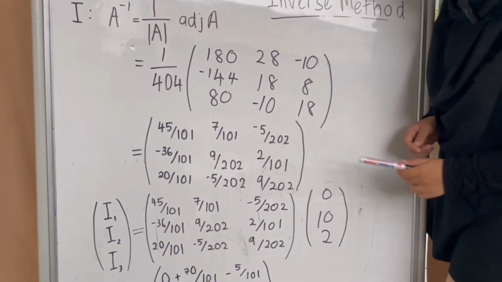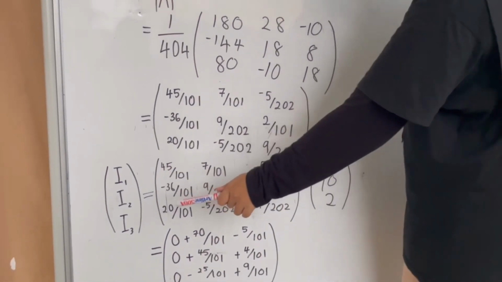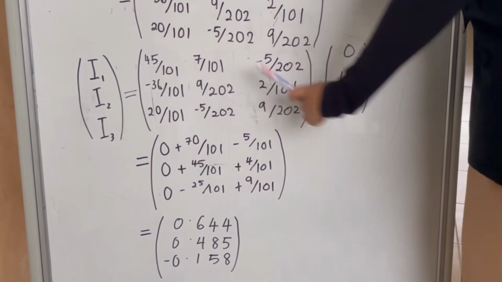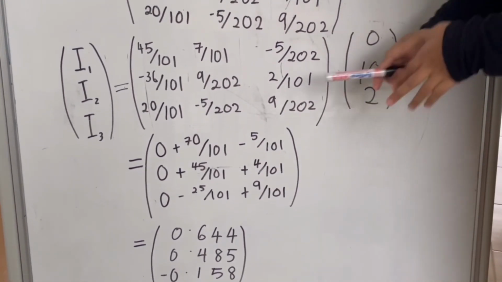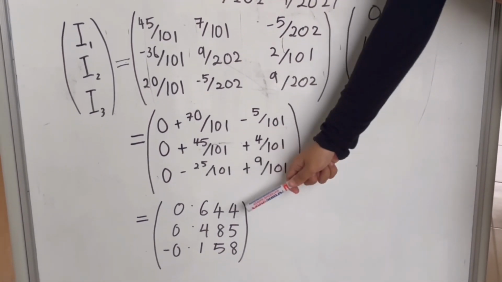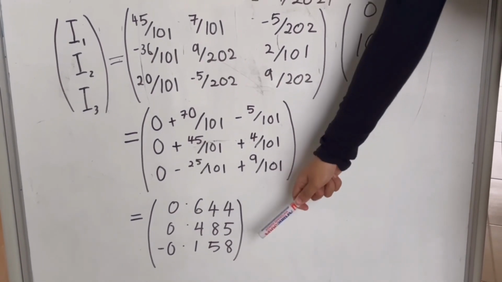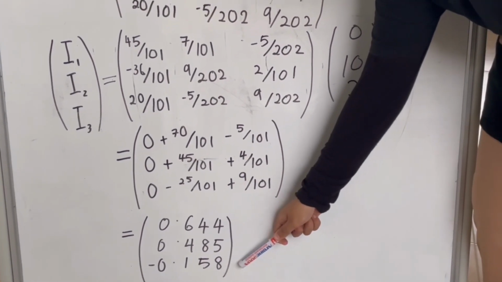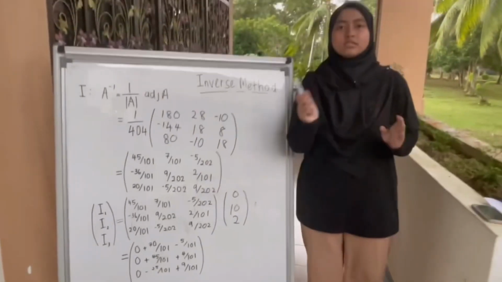And then for I1, I2, I3, we can multiply A inverse with B. We calculate it and we will get like this. So the final answer is I1 equals 0.644, I2 equals 0.485, I3 equals negative 0.158. That's all.